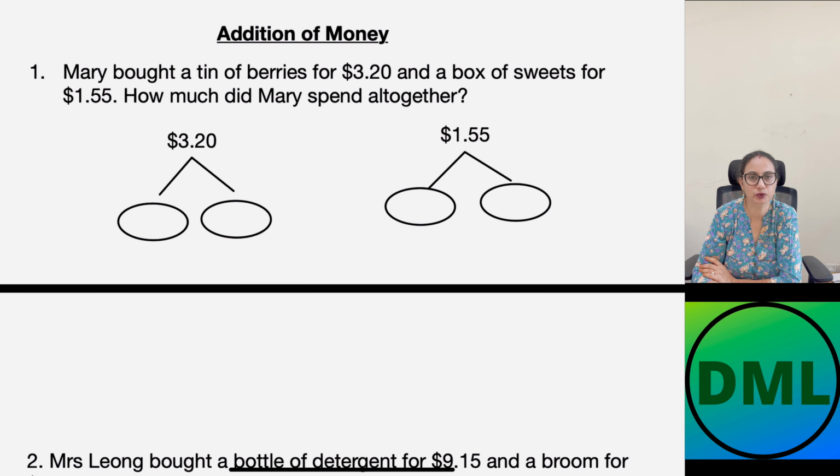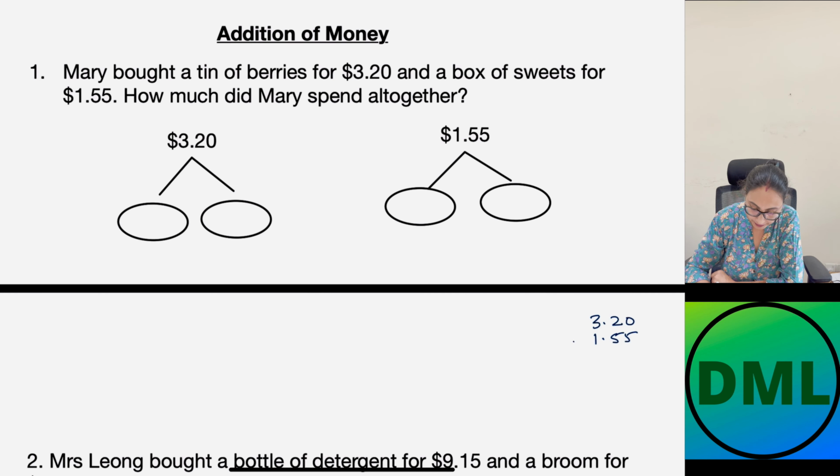There are two ways to do it. Because it is asking how much Mary spent all together, that means she spent 3.20 on berries and 1.55 on a box of sweets. That means I need to add them. You can directly add them. But while adding, you have to write the numbers in such a way that the decimal is written below the decimal. If I add them, 3.20 and 1.55, I have written decimal below decimal.